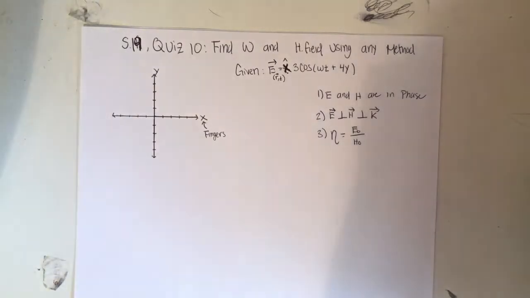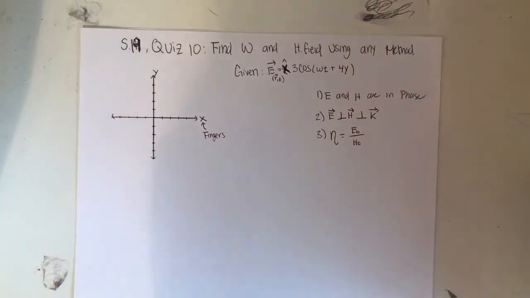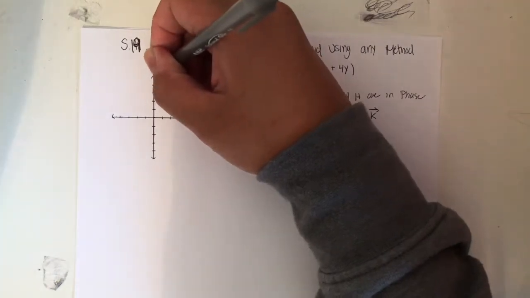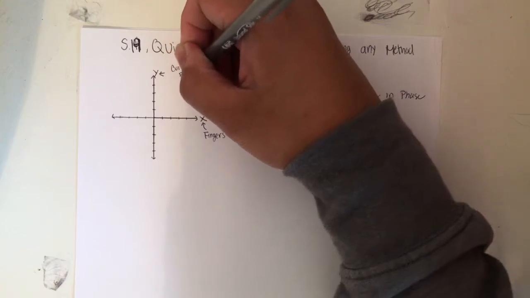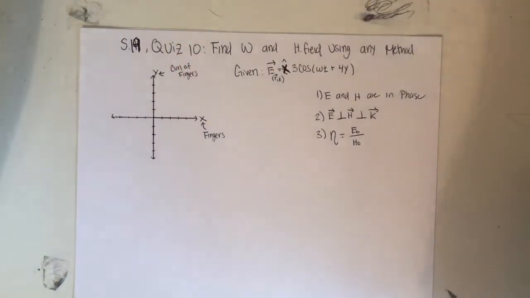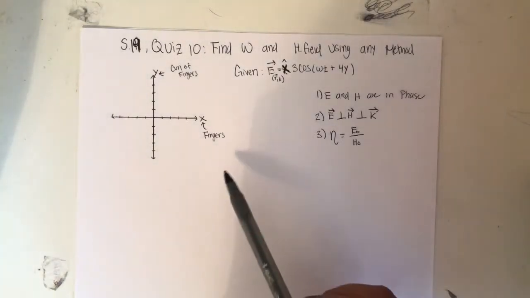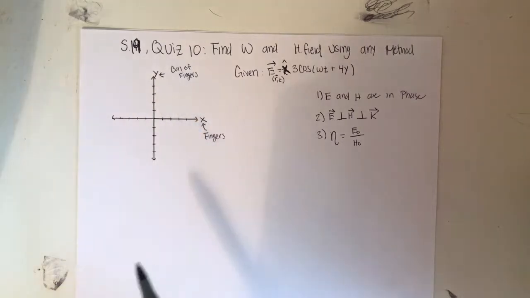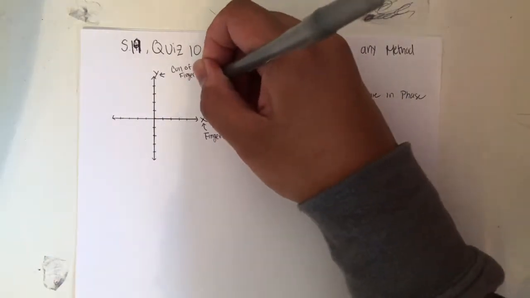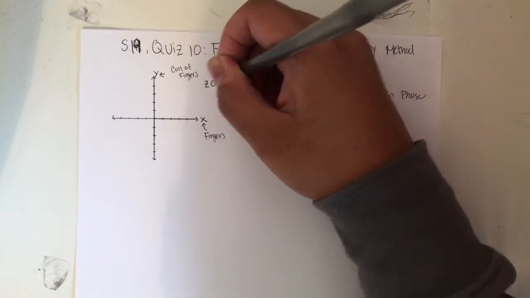So X would be the direction of your fingers. Your Y would be the curl of fingers. And the Z direction will be your right thumb. So when you do the right hand rule, make sure you put your fingers pointing to your X. When you curl your fingers, it's the direction of Y, which is going up, and your Z direction is pointing with your thumb, which would be pointing out. So we know that Z will be pointing out of the board.